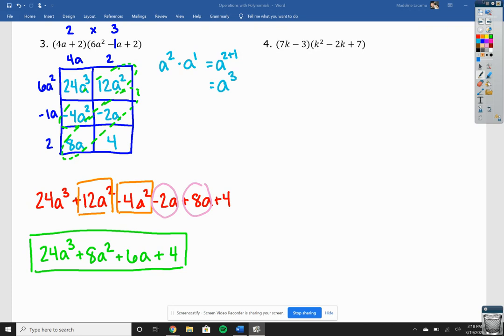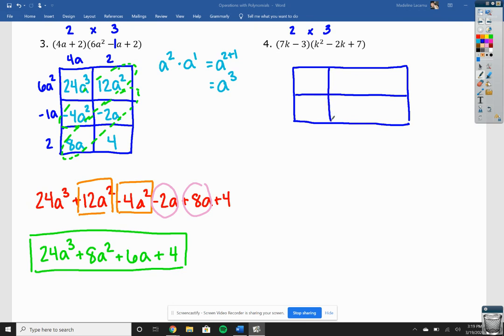Number 4, again, is going to be a 2 by 3. So just to prove that we can do it the other way, this time the 2 will be down the side, the 3 will be on the top. It's just going to show you that you can do it either way, it doesn't matter. So my 2 here, of course, has to be down the side, so I'm going to have 7k.